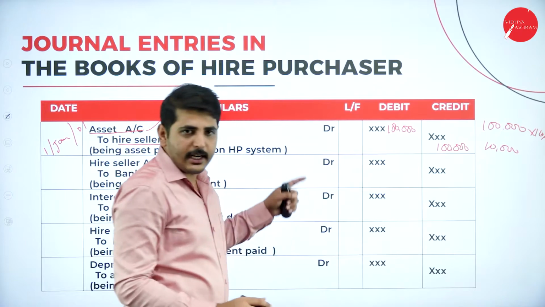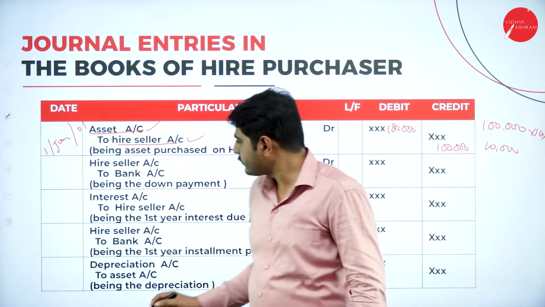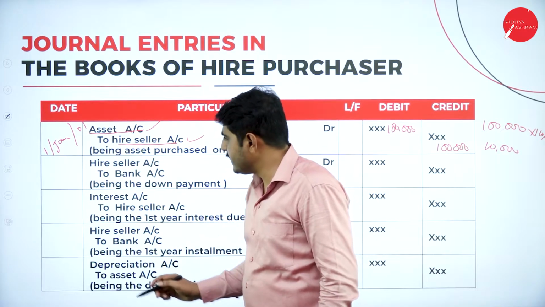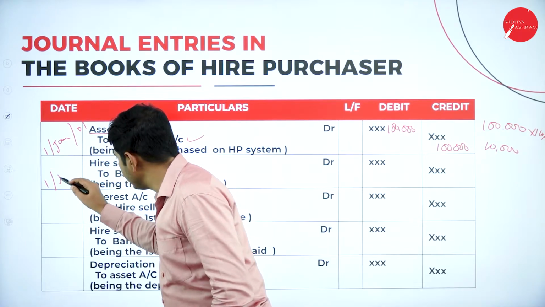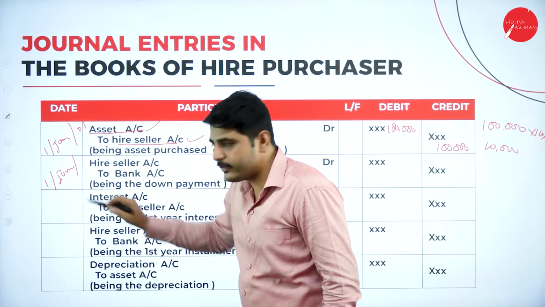So after that, what is the journal entry for the down payment? Hire seller account added to bank account. Here, when I pay the amount, who is the receiver? Hire seller is the receiver. On the same day when I purchase the asset, I have to pay the down payment.